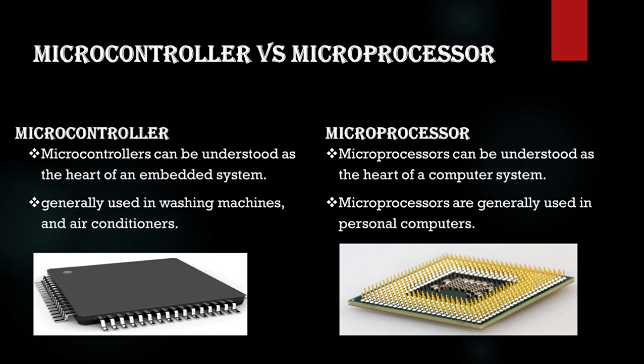Now let me explain the difference between a microcontroller and a microprocessor. Basically, microcontrollers are used for small applications in which low power is very much required and there is no need of high speed performance, and they are generally used in washing machines and air conditioners. Whereas in a microprocessor, the computation capability is much higher than the microcontroller. It can do all the general processing and is generally used in personal computers.